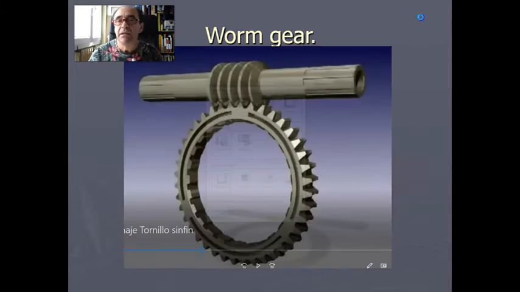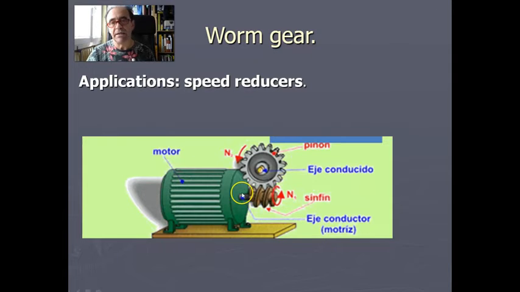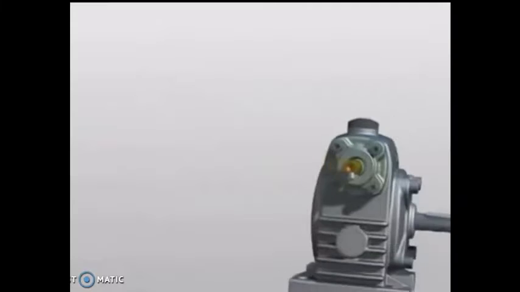Okay. Next one. We use the worm gear in many applications. The most important one is when we want to reduce the speed in a system. For example, if I have a motor that is rotating at very high speed, and for any reason I want to reduce the speed, I could use a worm gear.